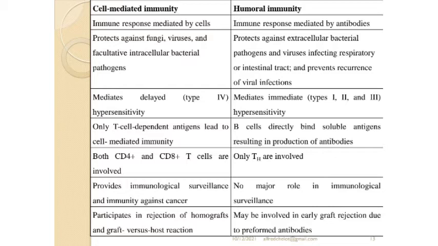You also need to know that in this type of immunity, B cells directly bind soluble antigens, resulting in production of the antibodies. And it is only T helper cells that are involved in humoral immunity. Humoral immunity has no major role in immunological surveillance, but may be involved in early graft rejection due to preformed antibodies. I have given here a table that compares cell-mediated immunity and humoral immunity. You can find time and check on that.